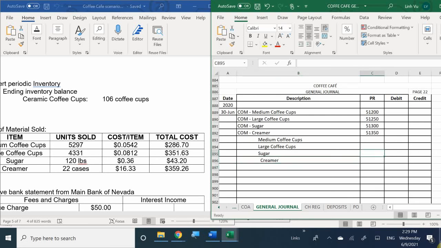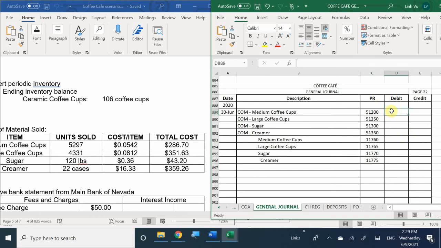All right, and what account numbers are those? For medium coffee cups, it's 11,760. For large coffee cups, 11,765. Sugar, 11,770, and creamer, 11,775. Okay. I've already calculated it for you, so you guys don't have to do much.